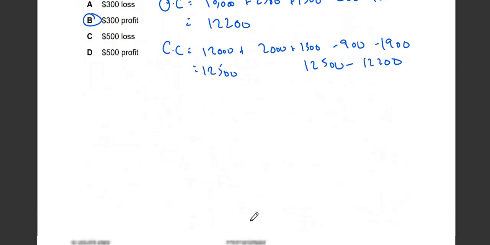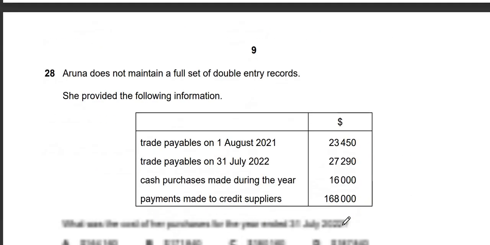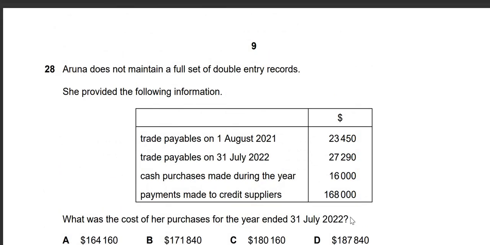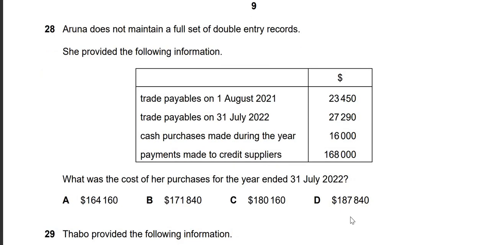Moving on, we have question 28. Aruna does not maintain a full set of double entry records. She provided the following information. What was the cost of her purchase? So look, she has trade payables, starting of the year, ending of the year, purchases made and payments made to supplier. First of all, let's calculate credit purchases.